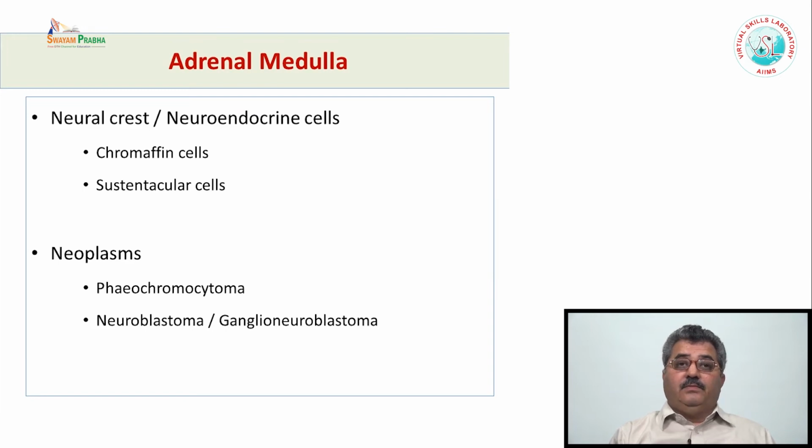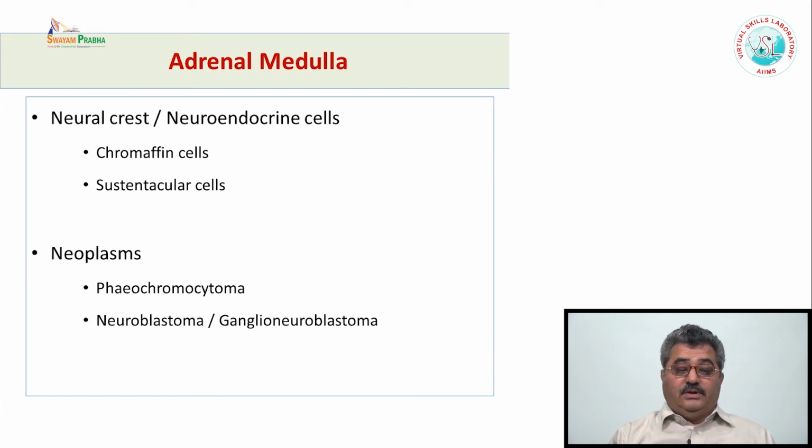The other important component of the adrenal gland is the adrenal medulla. It is supposed to be derived from the neural crest or the neuroendocrine cells. It has two types of cells. One is the chromaffin cells and the other is the sustentacular cells. The sustentacular cells are the supportive cells, whereas the chromaffin cells are the functional cells, they produce the catecholamines.